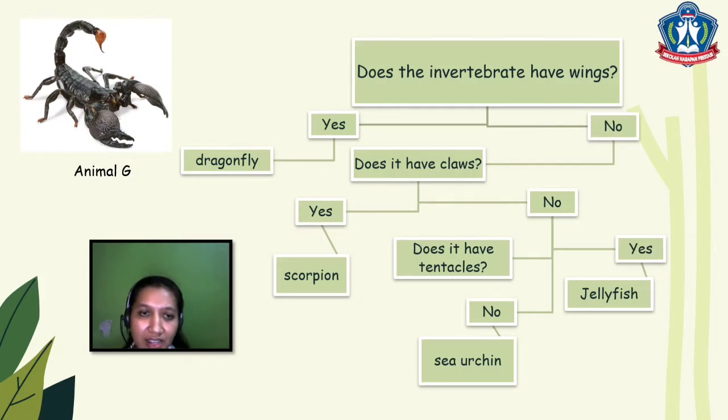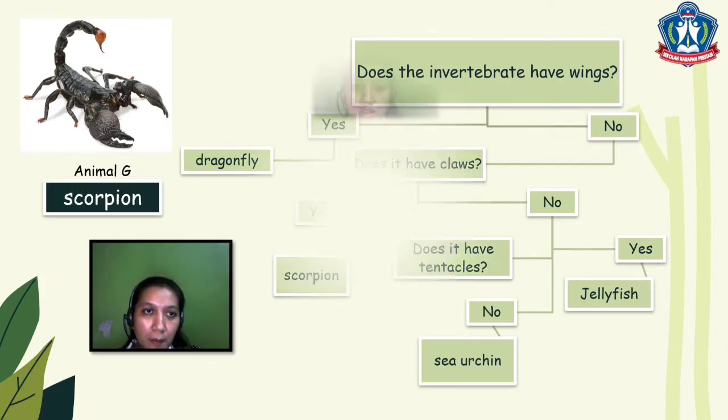Let's find out the next animal, animal G. Does the invertebrate have wings? No. Does it have claws? Yes. So what is the animal G here, friends? Good job. It's a scorpion.